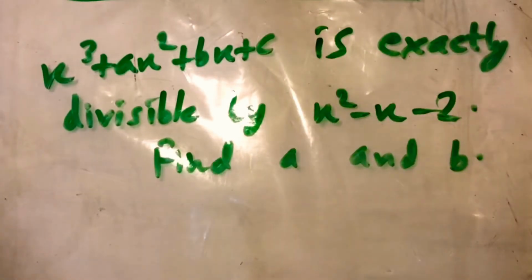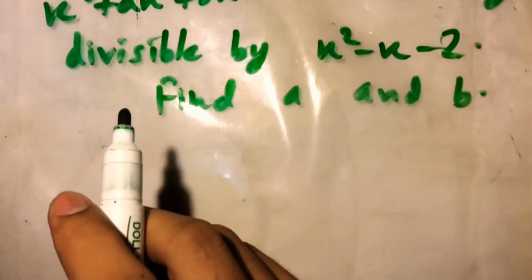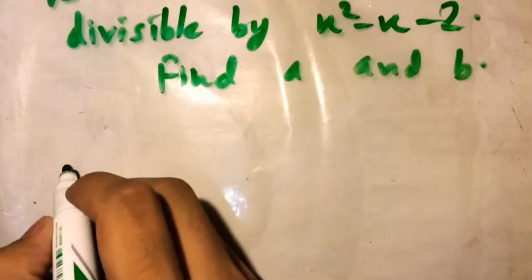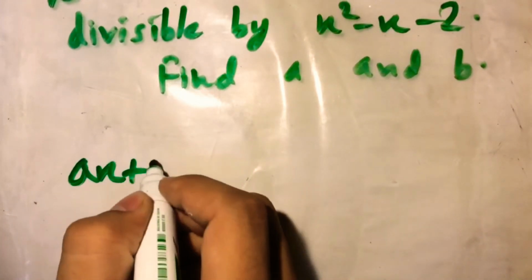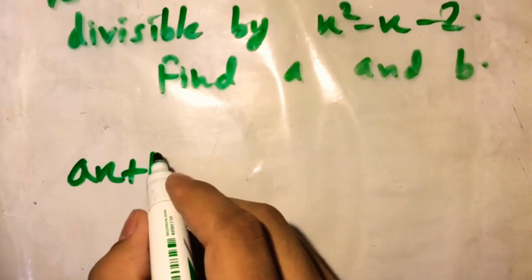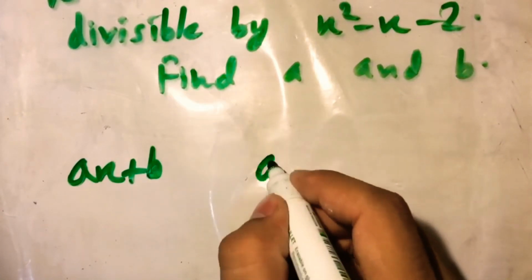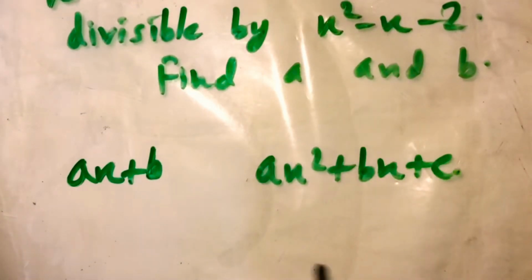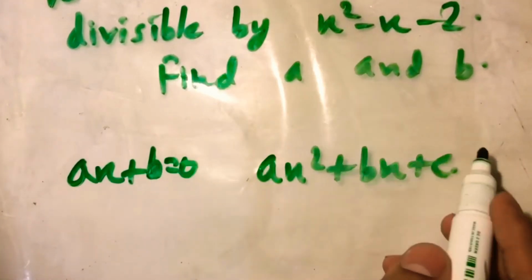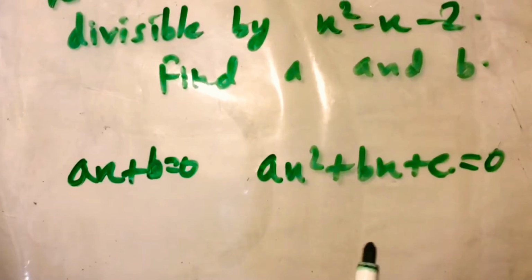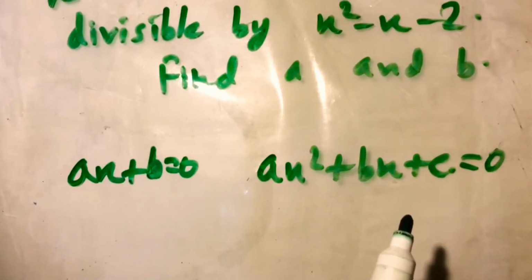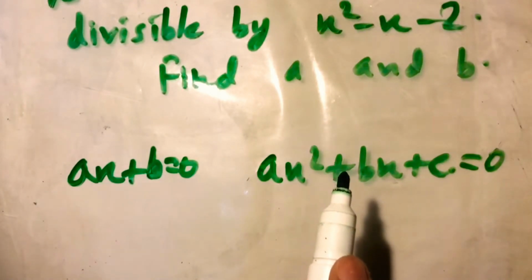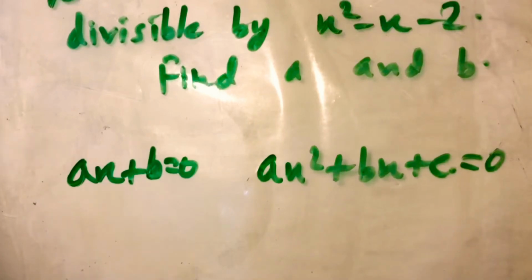The factors of an equation can either be linear, ax plus b, or they can be quadratic. In both cases we'll equate them with 0, find the values of x, substitute those values into the given equation, and equate it with 0.